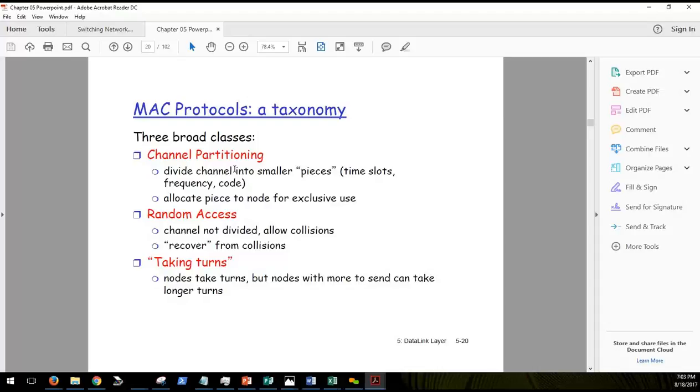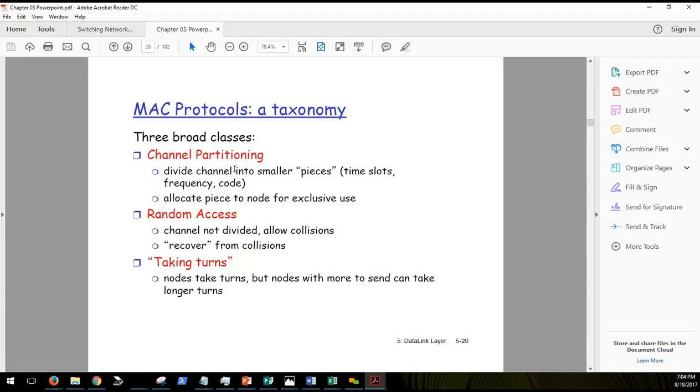Then we've got something called taking turns. And this was probably something that your father was more knowledgeable about than I, because IBM was famous for using taking turns.